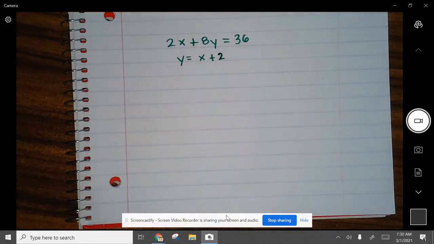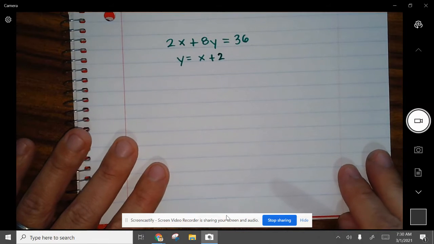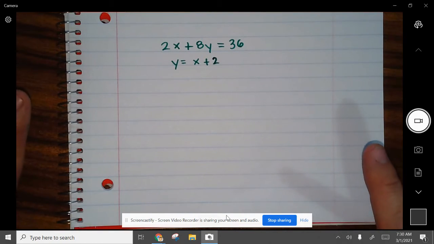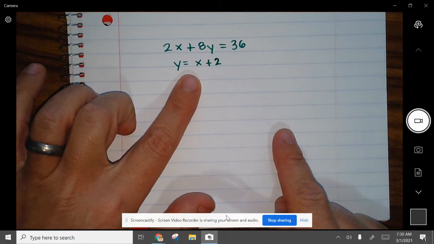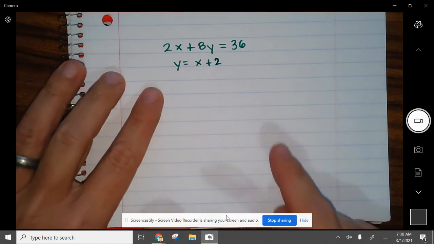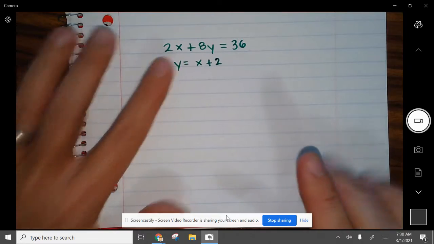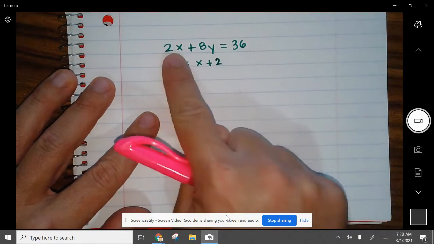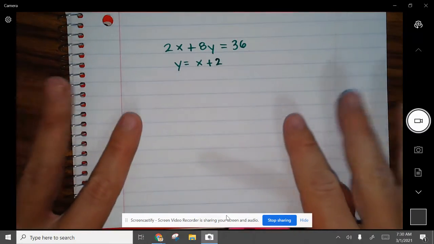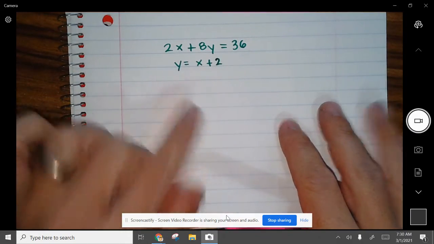Now, what we learned today and what we're trying to go over is this idea that we have to solve this. We're trying to solve this by getting rid of one of the variables. Basically, we want to just solve for x. We don't want to have x and y in the equation. We just want to solve for x. The only way we can do that is by plugging in or replacing.